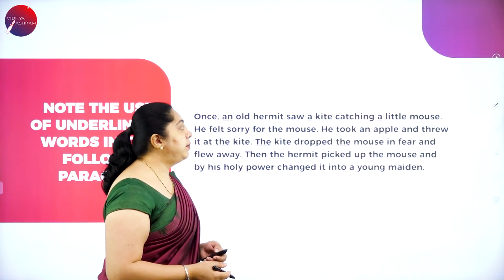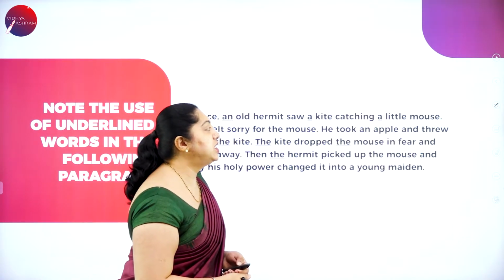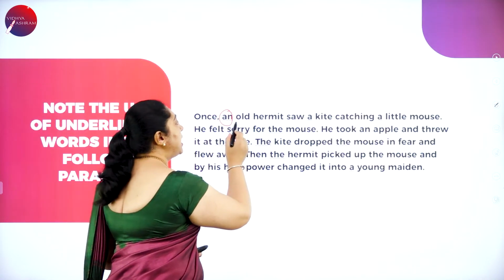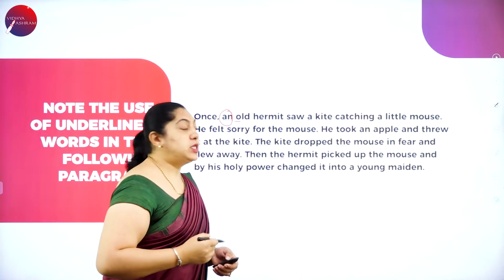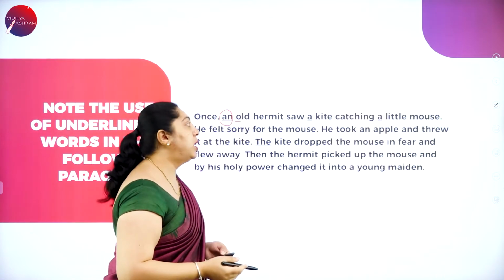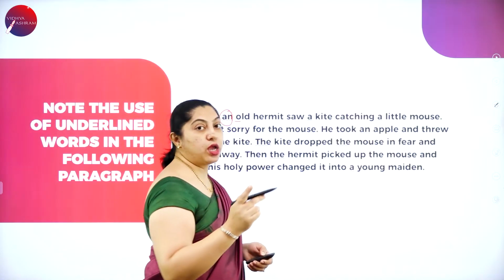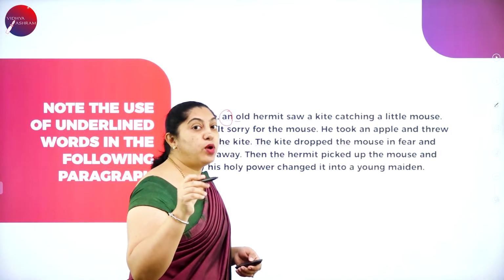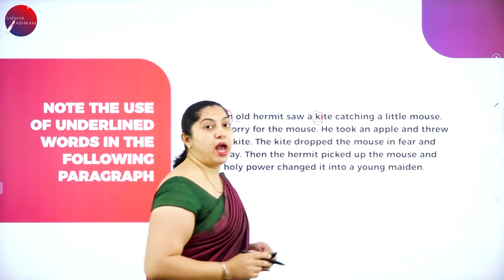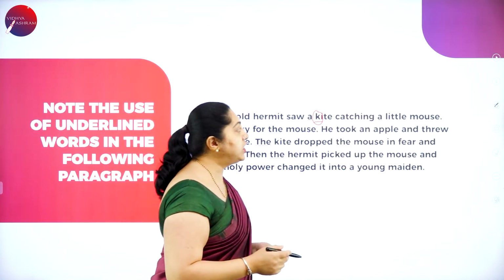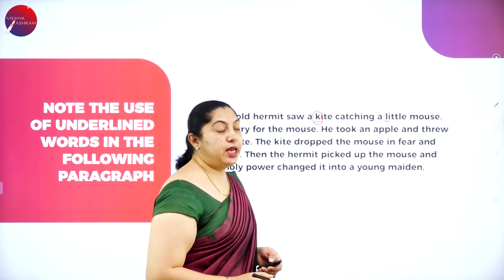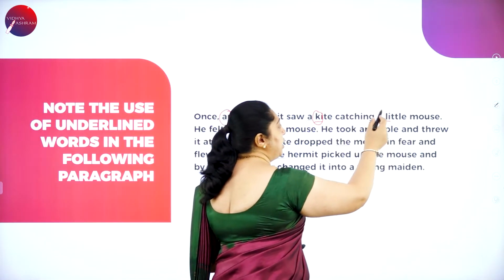Once an old hermit saw a kite catching a little mouse. Why have I used an here, in "once an old"? Because O is a vowel letter, and before vowel letters we use the article an. So it is an old hermit saw a kite. I'm talking about one singular thing, mentioning it particularly. Kite: K is a consonant letter, so I have used the article a. Catching a little mouse: L is a consonant letter, so article a is used.